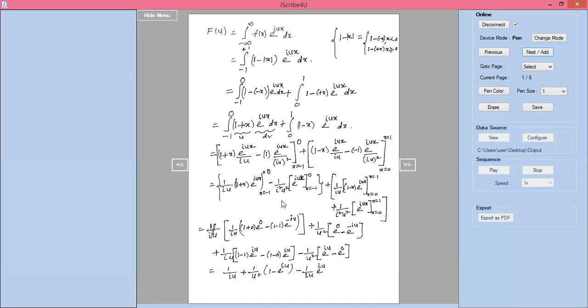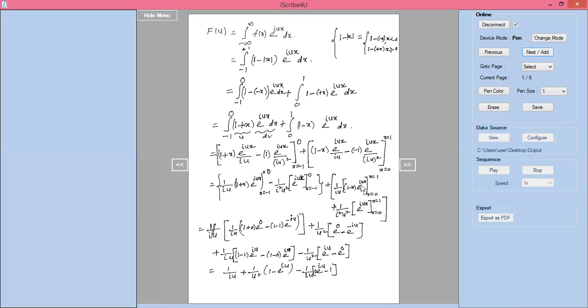Minus 1 by iu into, here see, lower limit if you apply, the third term, x equal to 0. If you apply x equal to 0 lower limit, here you will get 1 by iu into 1 minus 1 which is 0, into e power iu minus 1.